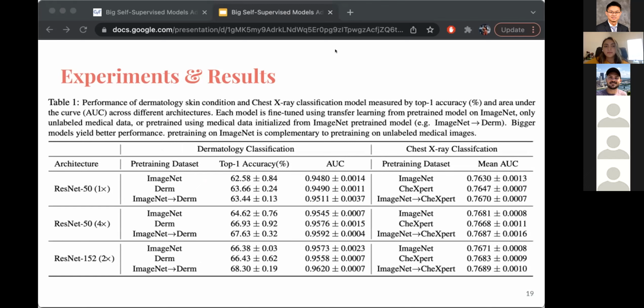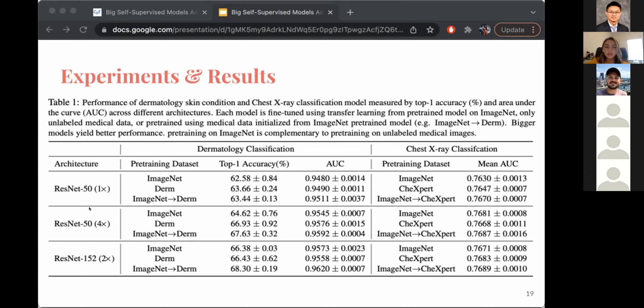And here we see the performance of the dermatology skin condition and chest X-ray classification models, measured by top-line accuracy and the area under the curve, with different architectures. All of the models are fine-tuned using transfer learning from a model pre-trained on ImageNet, or only on unlabeled medical data, or pre-trained using medical data with initialization from the ImageNet pre-trained model.